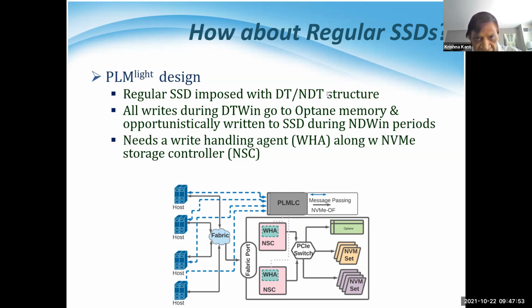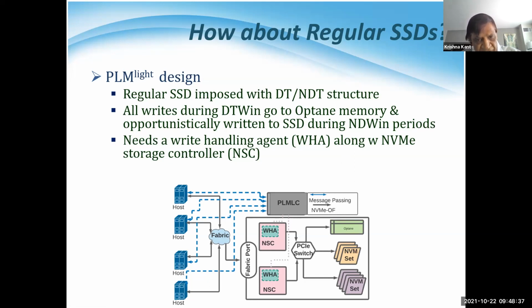So we decided to design a solution where we can use just the regular SSDs, and we call it PLM Lite, predictable latency mode Lite. So what we do is that we still have this coordinator, and we handle both reads and writes. So we need a write handling agent within the controller. So we designed that. But what we are going to do is make use of some of these emerging technologies, such as Optane, to try to achieve some level of determinism. So that becomes our buffer.